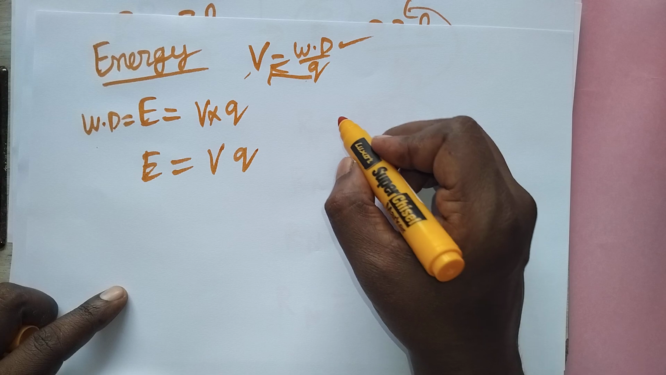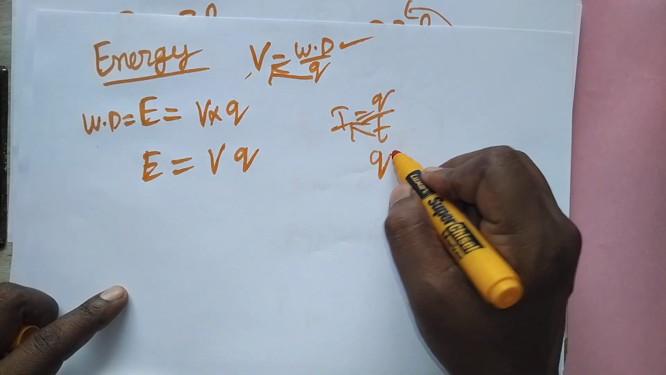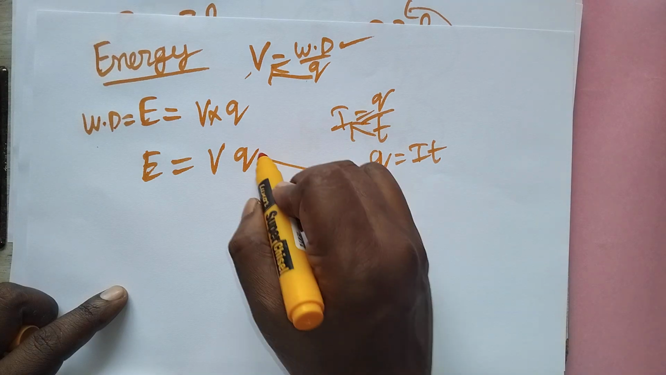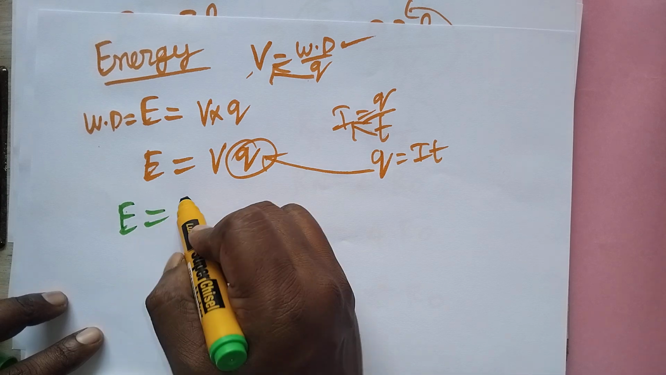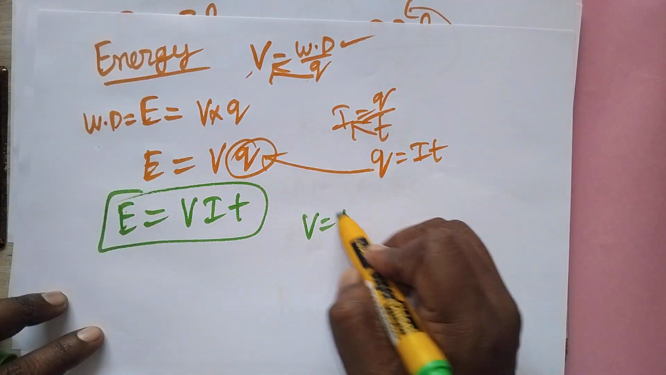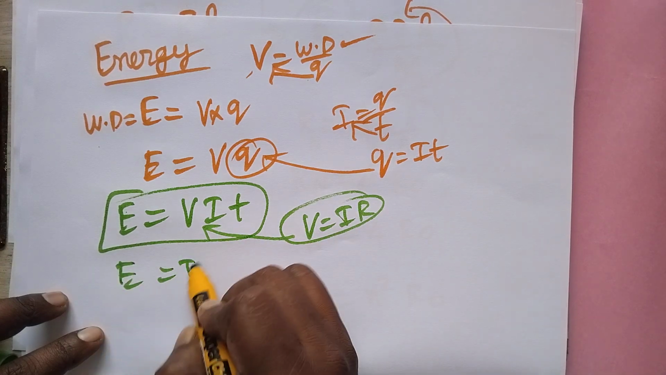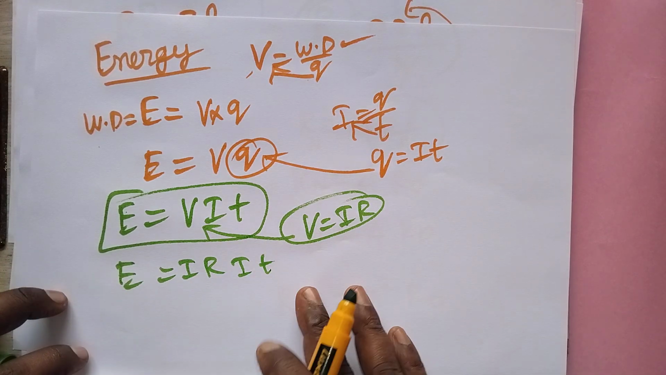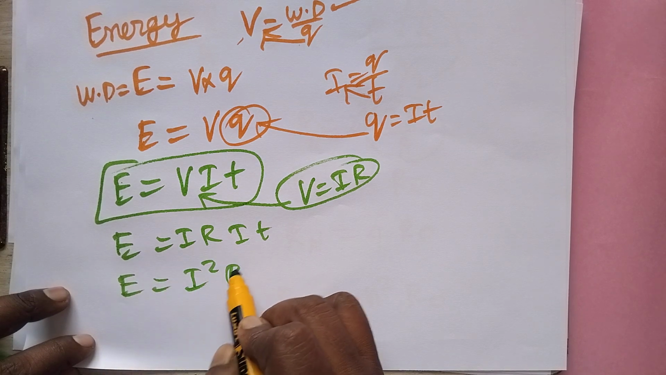We know current is equal to charge by time. Taking time to this side, charge is equal to current into time. Substitute here. So energy is equal to VIT. We know Ohm's law, V is equal to IR. Substitute inside. So energy is equal to I R I T, so we get energy is equal to I square RT.